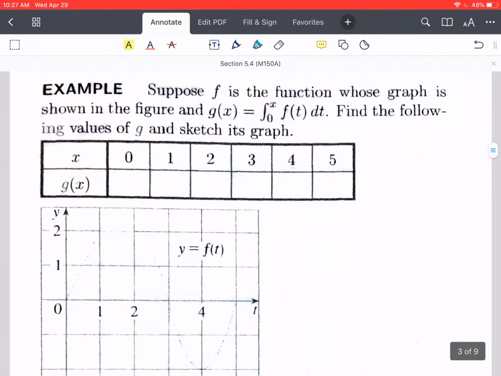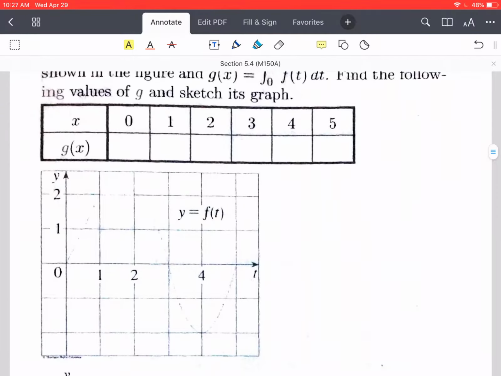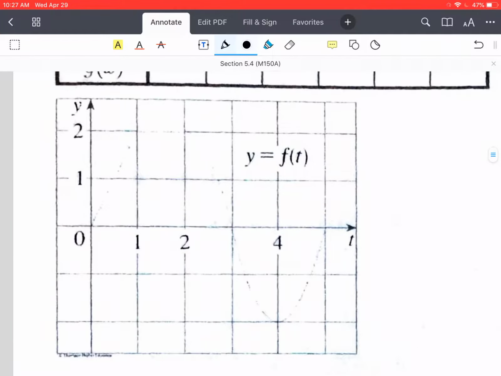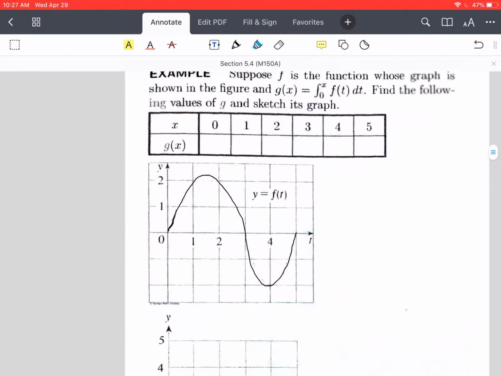So suppose f is the function whose graph is shown in the figure, and g of x equals the integral from 0 to x of f of t dt. Find the following values of g and sketch its graph. So let me try to fill this in a little more closely here. I can zoom in. There we go. And so it goes somewhere like this. Again, it might be clearer on your page, but this is just kind of a rough sketch here.